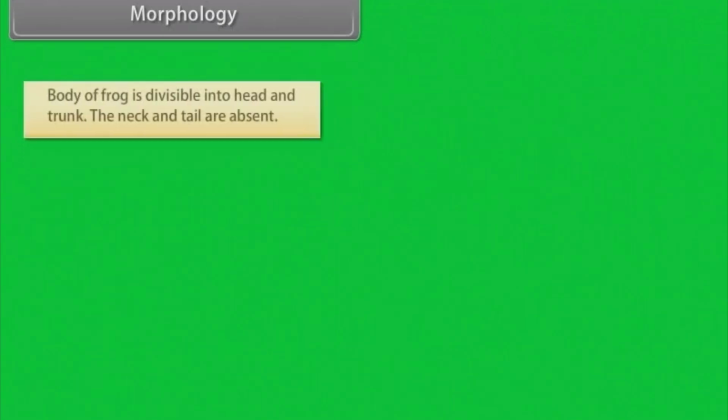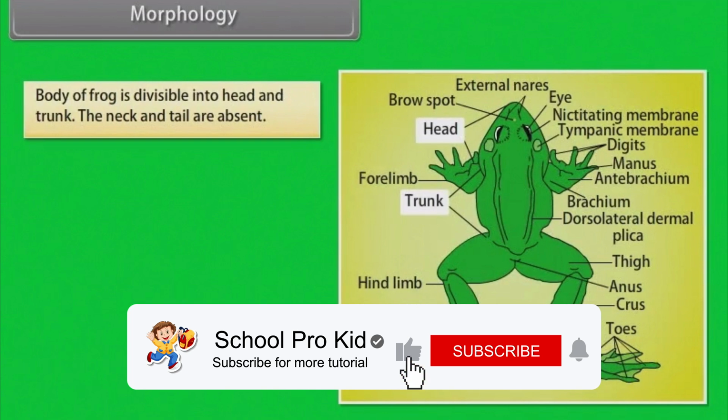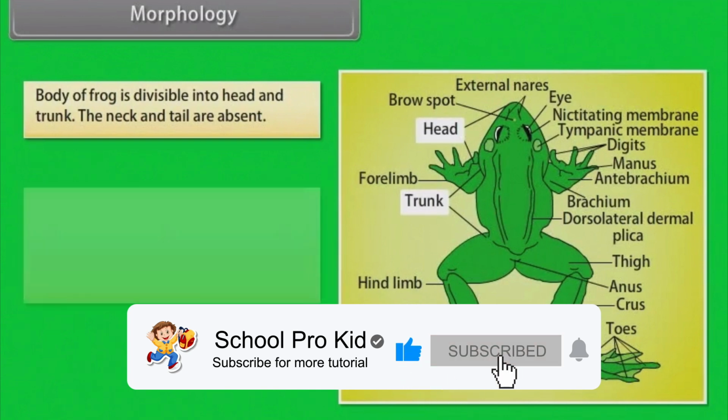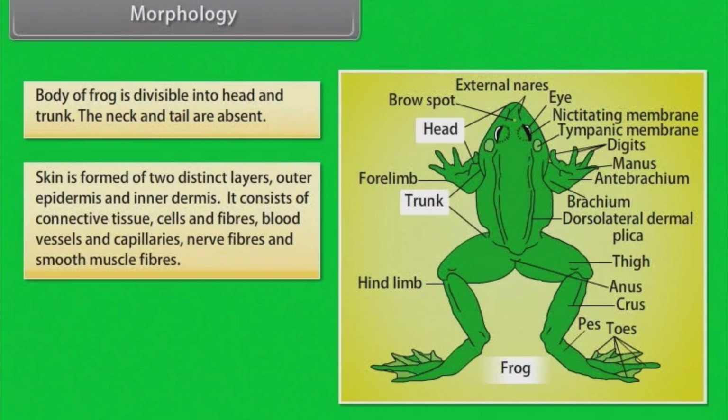Morphology. Body of frog is divisible into head and trunk. The neck and tail are absent. Skin is formed of two distinct layers, outer epidermis and inner dermis. It consists of connective tissue, cells and fibers, blood vessels and capillaries, nerve fibers and smooth muscle fibers.